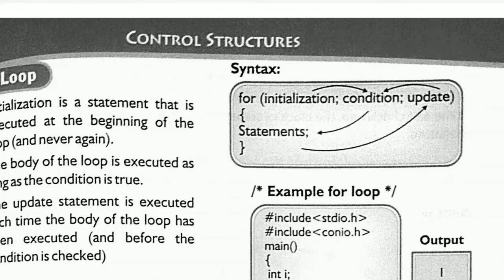First is the initial value, starting from 0 or starting from 1. Any value can be given inside this initialization part. Next is the condition. The condition will be checked using this initial value. If the condition is true, then the body of the loop will be executed. If the condition is false, it will move outside the body of the loop.